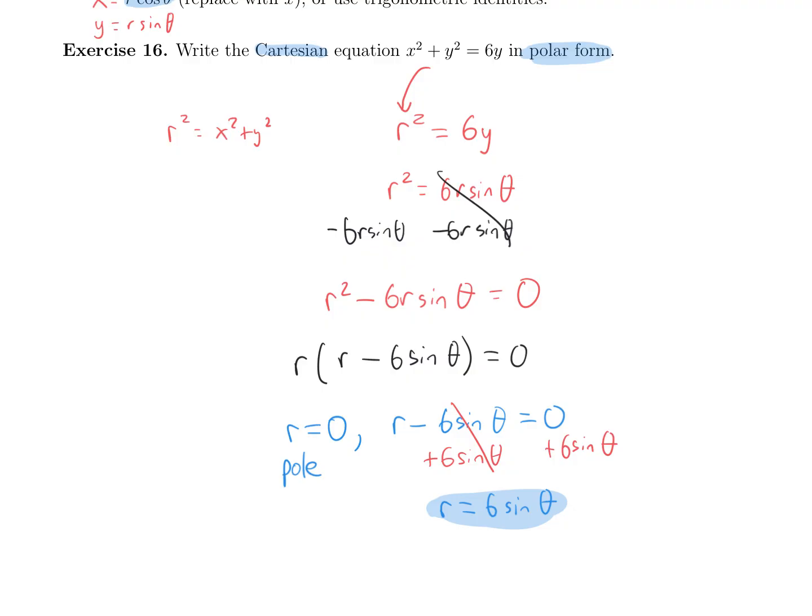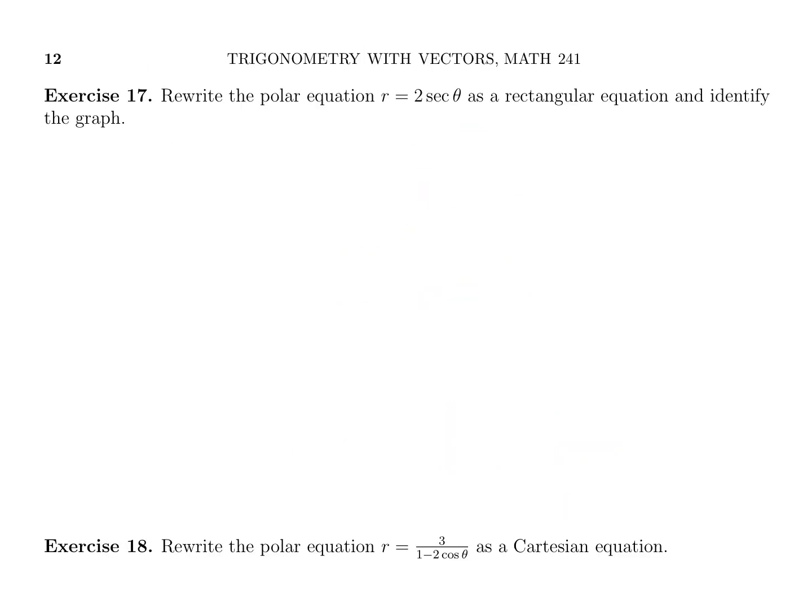Okay, let's try another one. Let's go to the next page. Okay, same idea, but this time we're going from polar to rectangular. Sometimes they use a word Cartesian. That's interchangeable with rectangular. It means the same exact thing. They just called the rectangular coordinate system after René Descartes, a famous French mathematician.